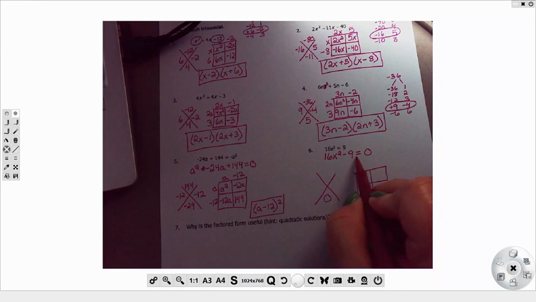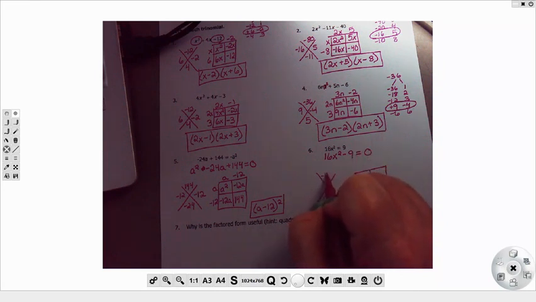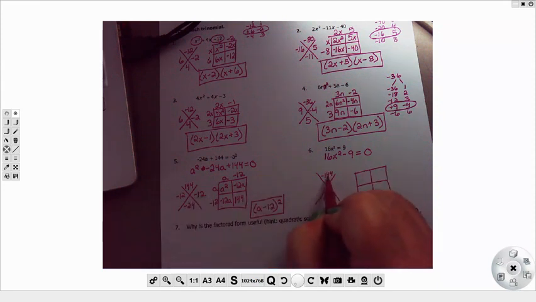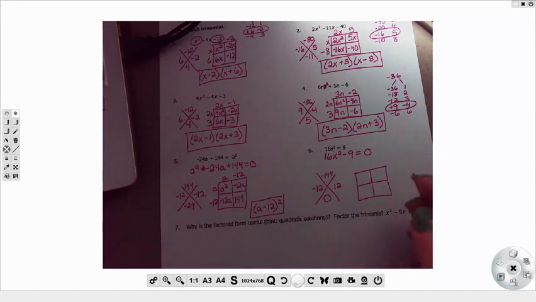16 times negative 9 is a negative 144. Same thing as this, but I want 0. But if I add a negative 12 and a positive 12, that gives me 0. So now let's work it out.